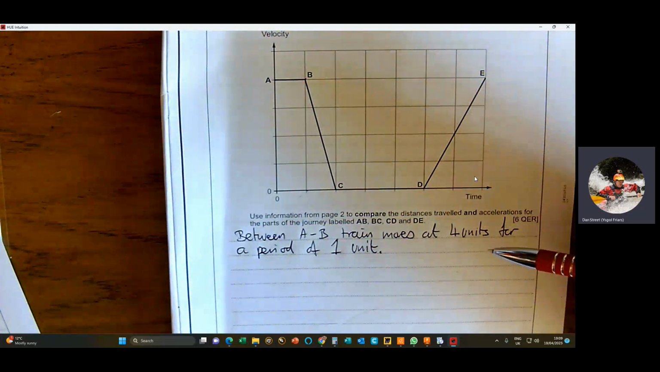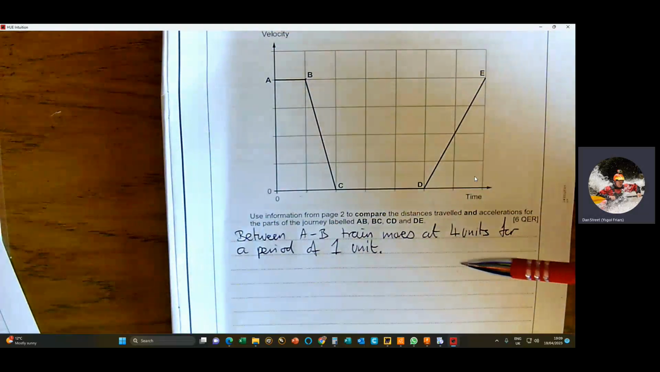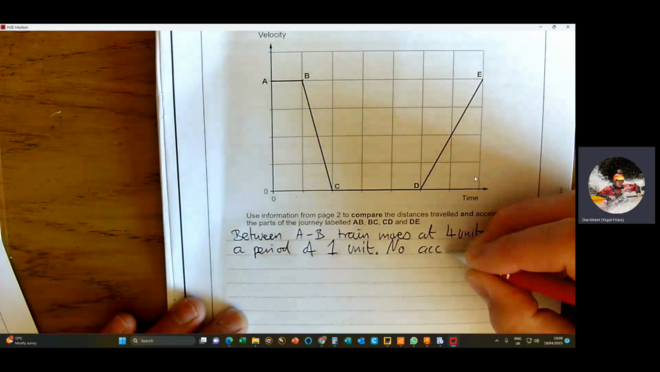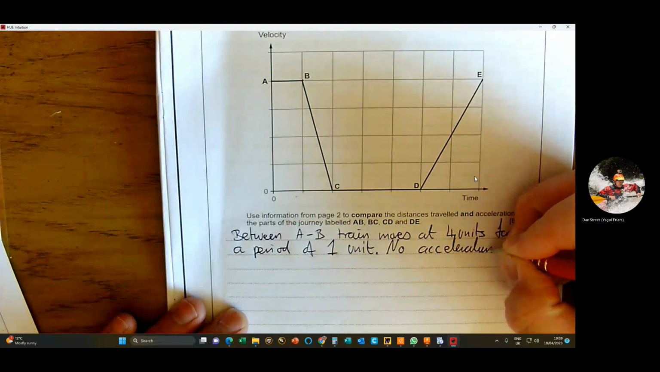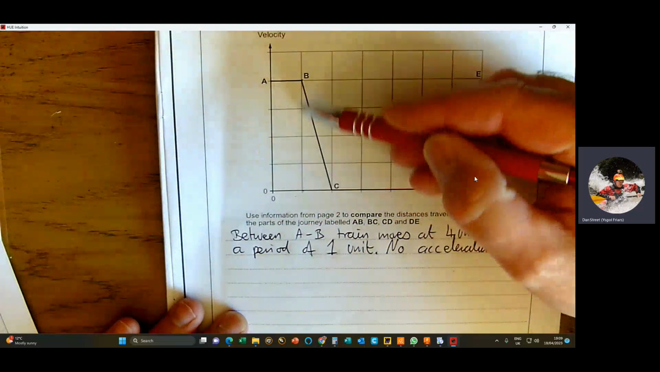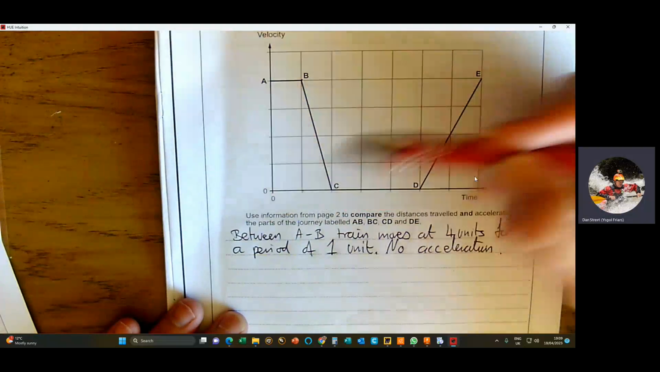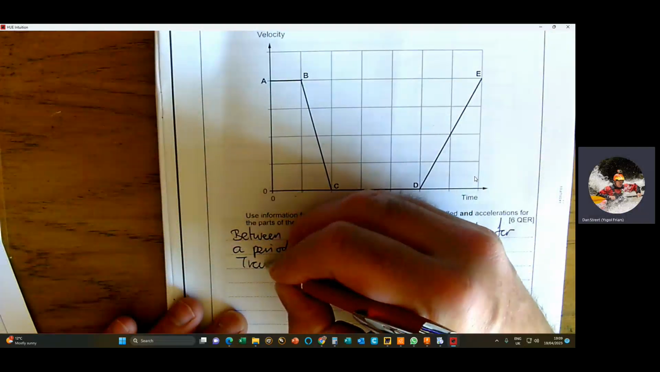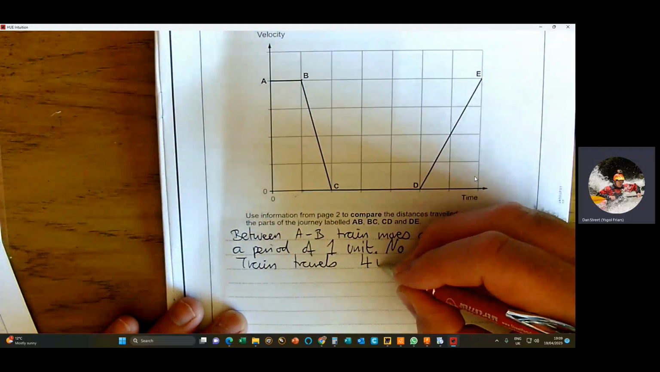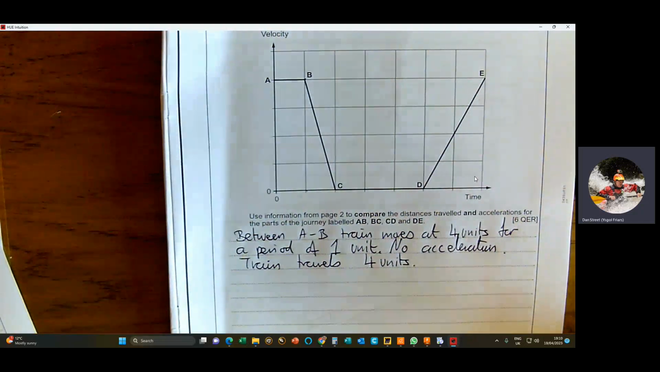But now we need to calculate the distance that it travelled, because we've commented on the velocity. We've not said that there's no acceleration or deceleration, perhaps we should. So no acceleration, because the line is horizontal. The distance travelled is the area under this part of the graph. It's a rectangle with sides of 1 and 4. So the train travels 4 units, because 1 times 4 is 4. And we don't know what the units are, so we'll just call them units. So in some ways it makes our life a little easier.